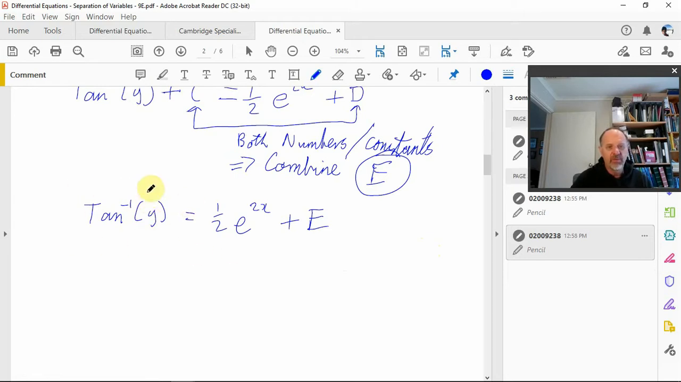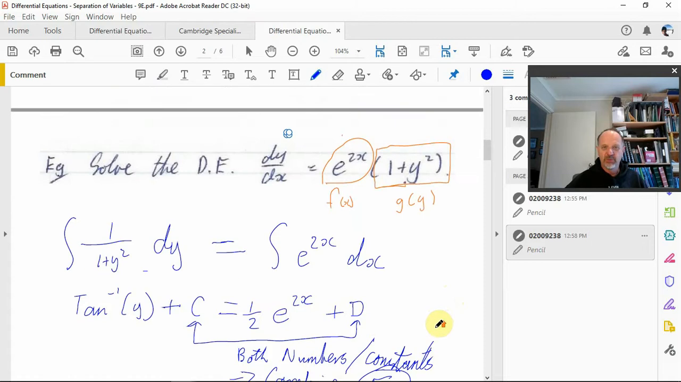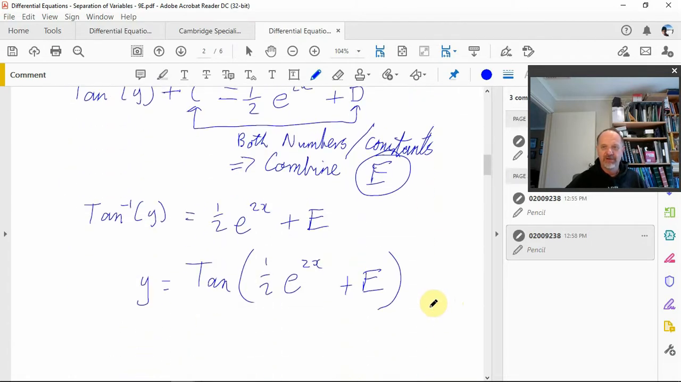All right, so that's a bit of information about that. Now we want y equals, so we've got to undo tan minus 1. Of course, just take tan of both sides to do that. And so that's y equals tan of a half e to the 2x plus E, whatever E is. And of course you would need some information to find out what E is if we needed to. All right, so there's our separation of variables, as it's called. So basically it means get everything involving x on one side, everything involving y on the other side, and then going from there.